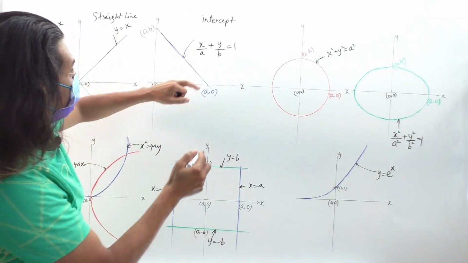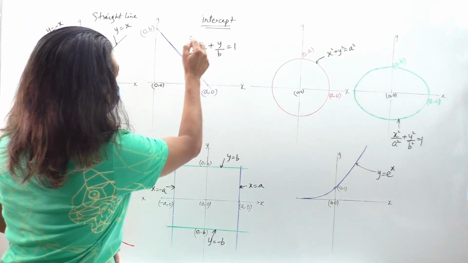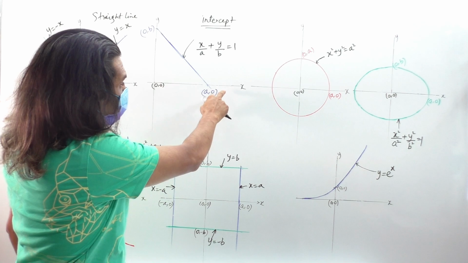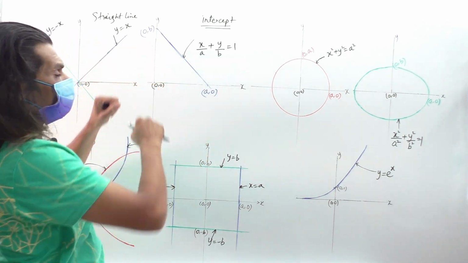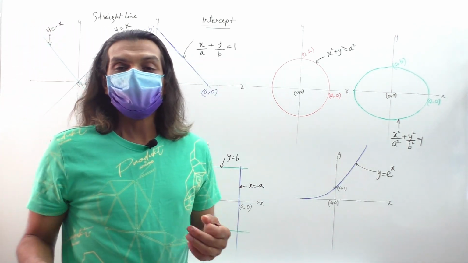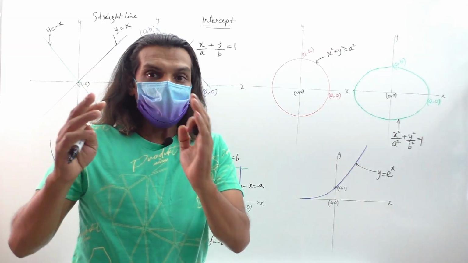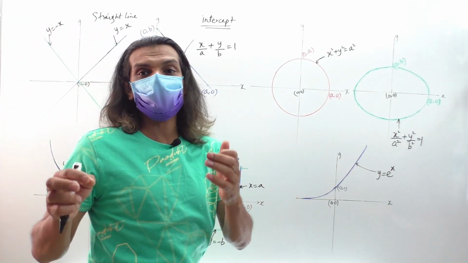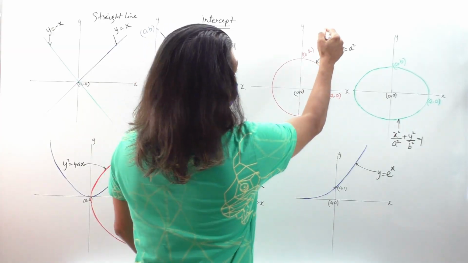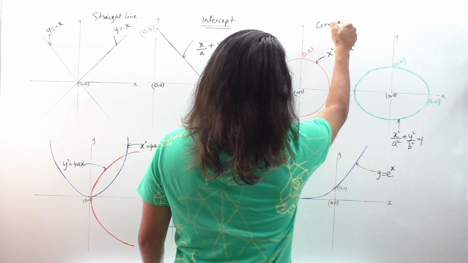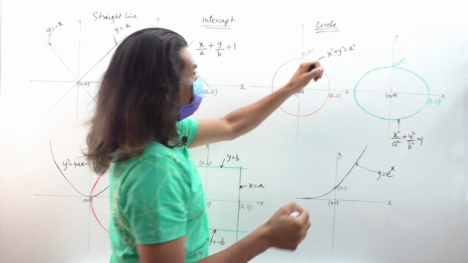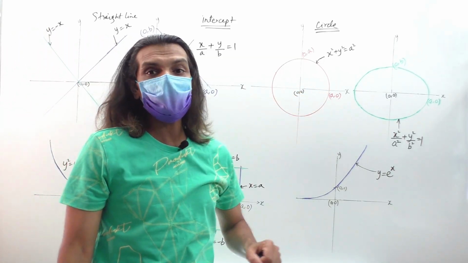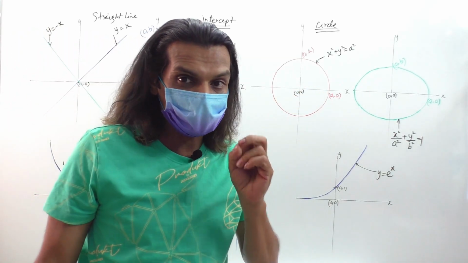The second graph is the intercept form. What is the intercept form? It is x by a plus y by b is equal to 1, with the x-intercept as a comma 0 and the y-intercept as 0 comma b. So questions like x plus y is equal to 2, y is equal to 2 minus x will have such graphs. The third graph, which you are all aware of, is a circle. The circle is x square plus y square is equal to a square with the x-intercept as a comma 0 and the y-intercept as 0 comma a.